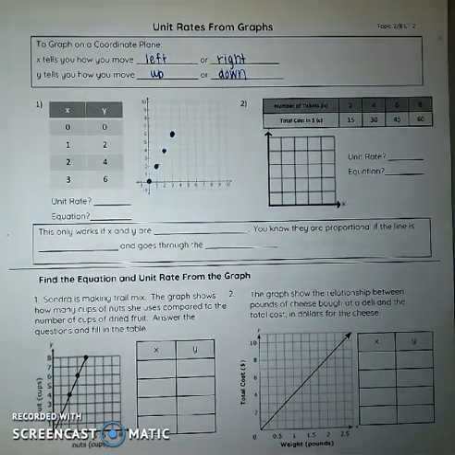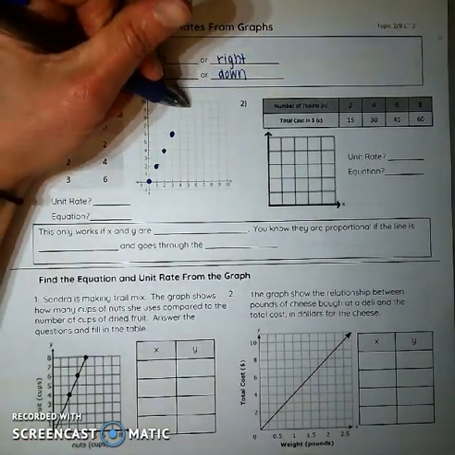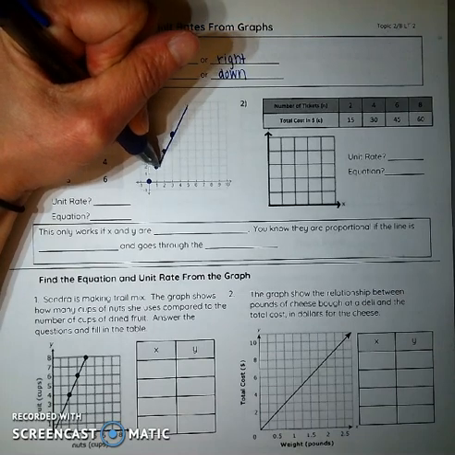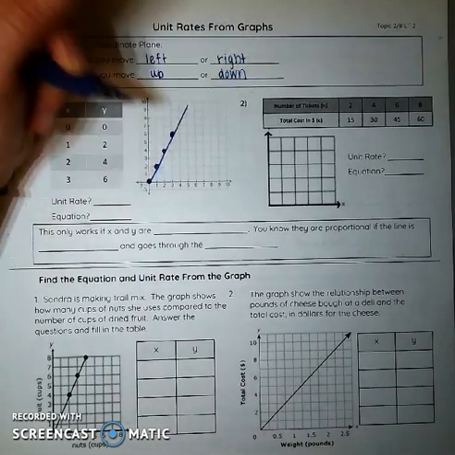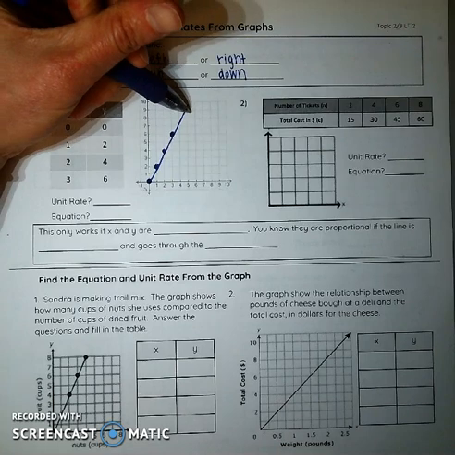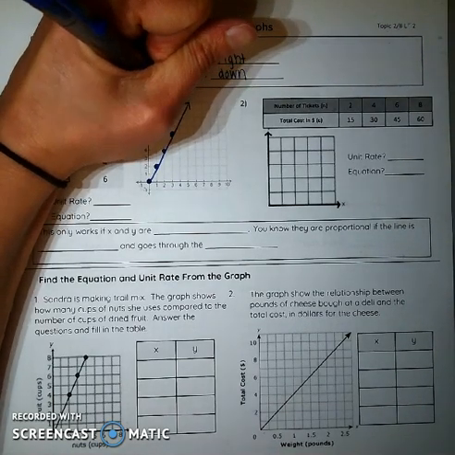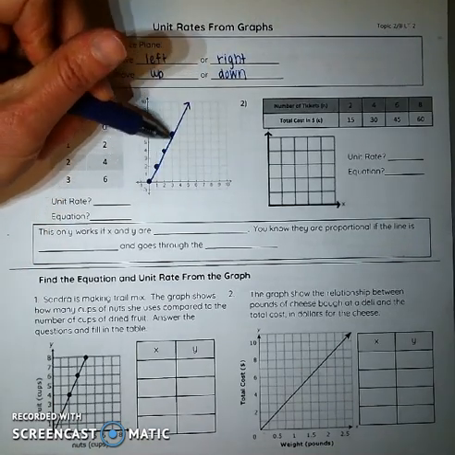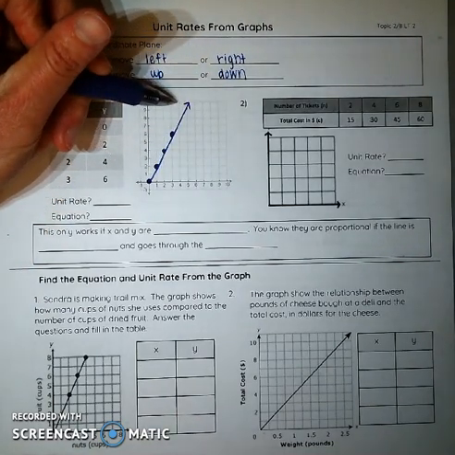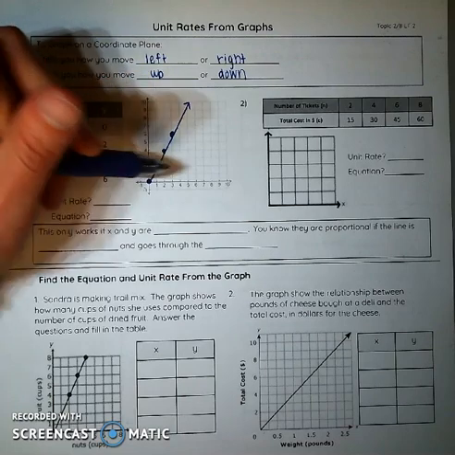Now the last thing that we want to do is connect our points. So I'm going to connect all the way through my points until I get to the origin. I stop right there. And then I want to show that this pattern could keep on going forever, so I'm going to draw an arrow. Notice with my graph that I extended my line all the way across the graph and I drew my arrow and I stopped at the origin.